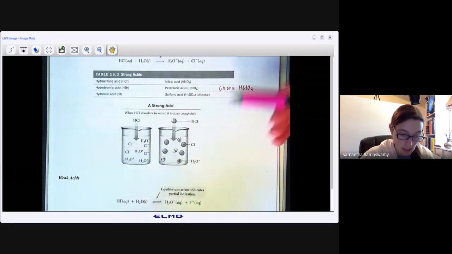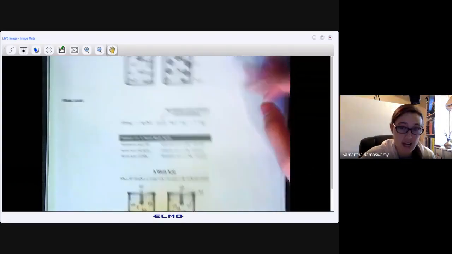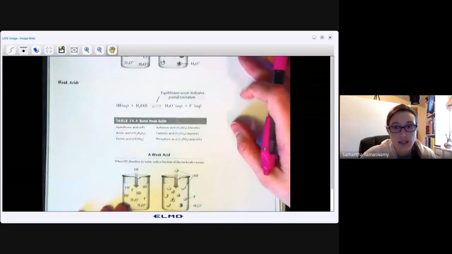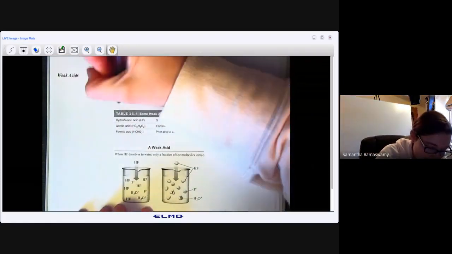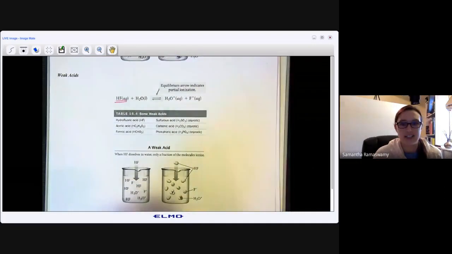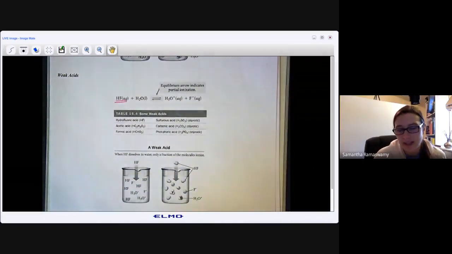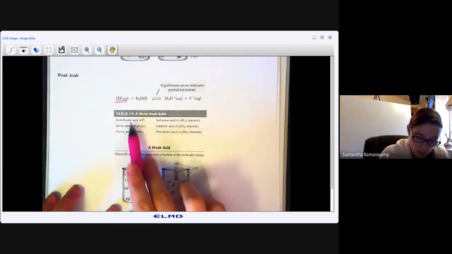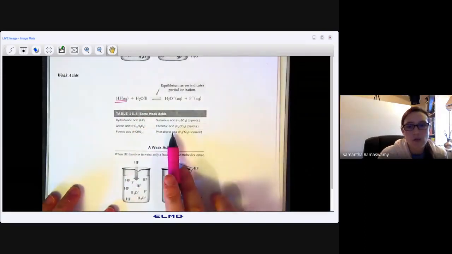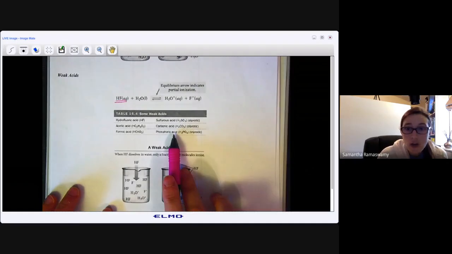Now the difference between that and a weak acid. Here we have HF. Remember that HF is a weak acid. People always miss HF. HF is a weak acid. This is just showing some of the weak acids. You assume that if it's not one of the 7 strong acids, then it's a weak acid.